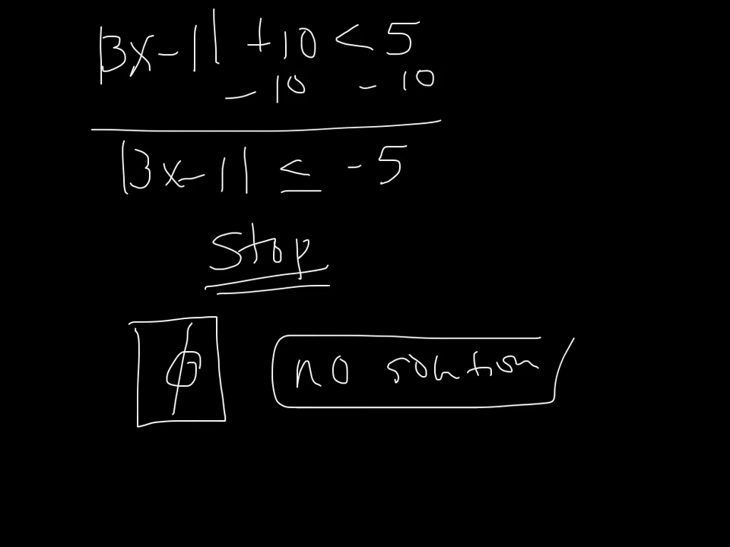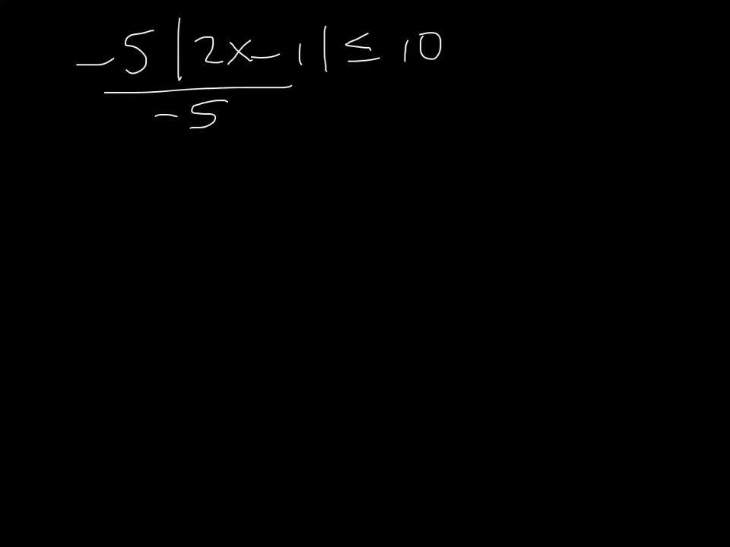So let's proceed to the last problem. We're going to have negative 5 times the absolute value of 2x minus 1, absolute value, less than or equal to 10. Okay, now remember, what is step 1 on all of these problems? Isolate the absolute value. So I divide by negative 5. Now the absolute value is still on the left. We divided by a negative, so you reverse the inequality and you have 10 divided by negative 5. What is that? A negative 2.